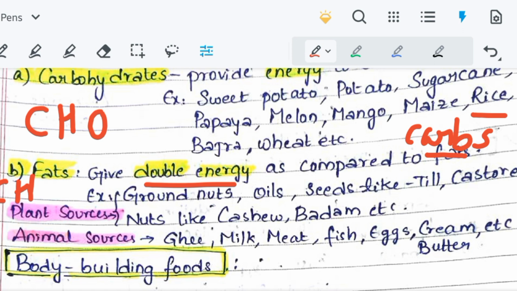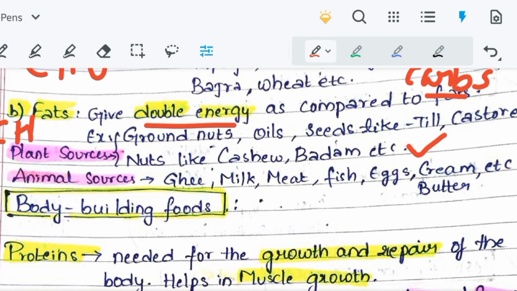That's why you have to eat fats in sparing amounts. Now you get fats from both plant and animal sources. From plant sources, you get them from nuts, and from animal sources, ghee, milk, meat, fish, eggs, cream, and butter are some sources.